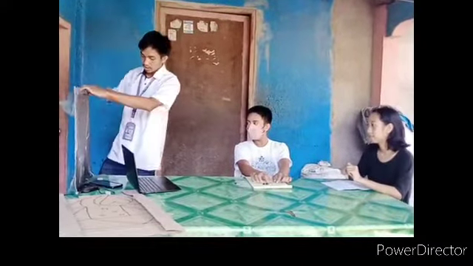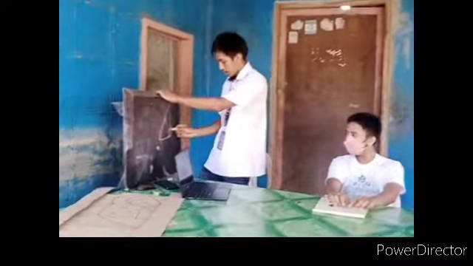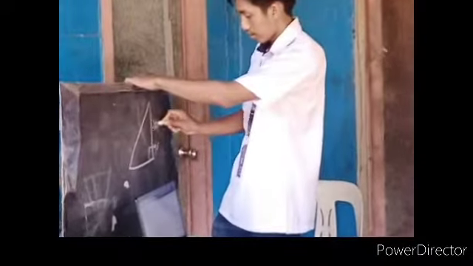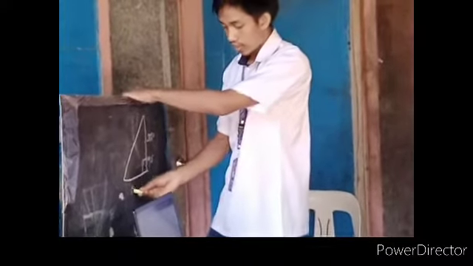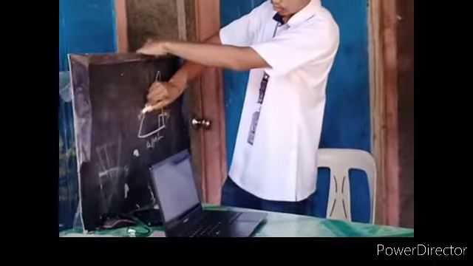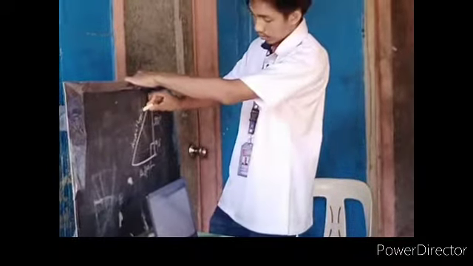Okay, thank you. So, for today, I will discuss what is the adjacent, opposite, and the hypotenuse. So since it is a right triangle, it has a measure of 90 degrees. Ito yung 90 degrees. And this is what we call the opposite side. Opposite side. And this one is the adjacent side. And this is the hypotenuse. Itong slant area, hypotenuse.